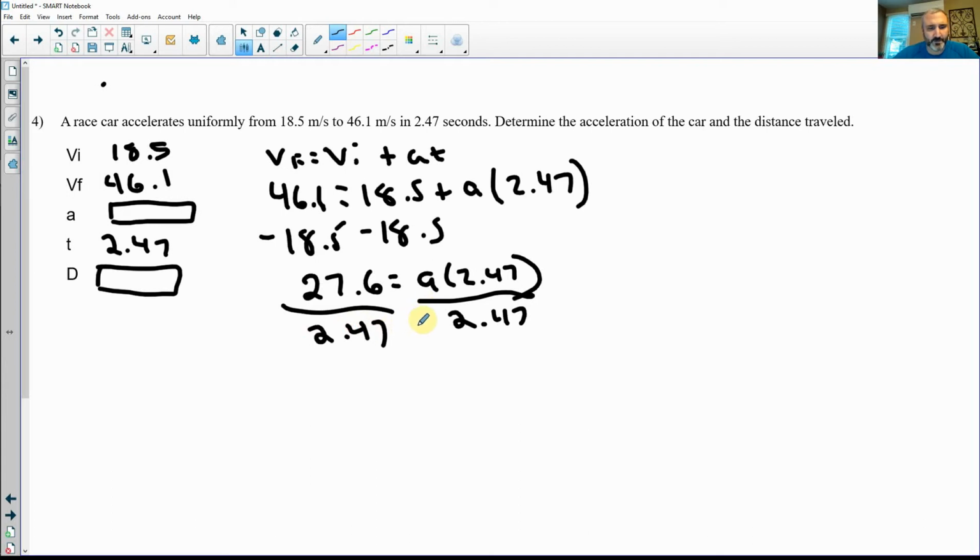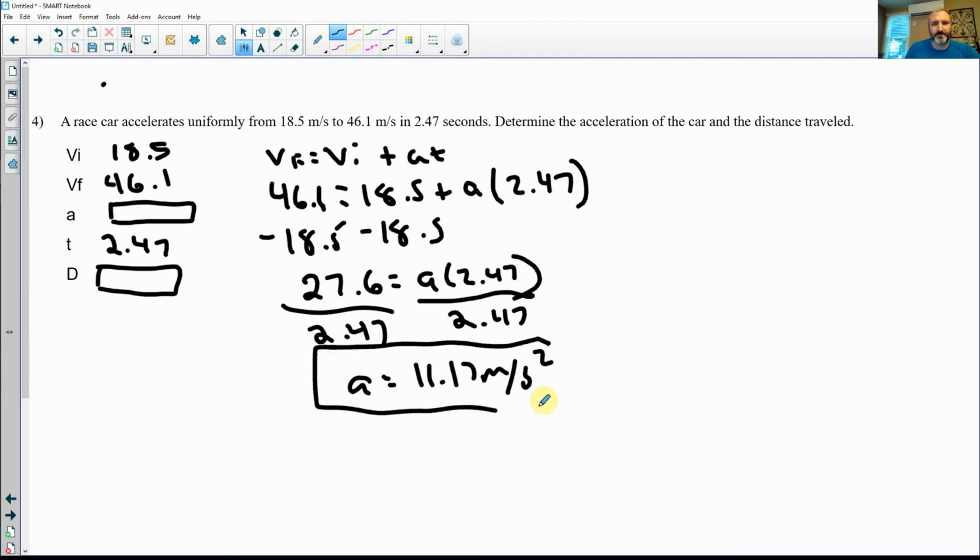27.6 divided by 2.47. That should give you an acceleration of 11.17 meters per second squared. So that's the first little bit. Now for the second part, VI, VF, T, and D. Let's see, I think the equation that we could use, there's a couple of them.